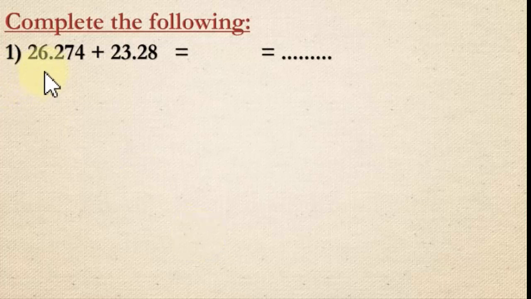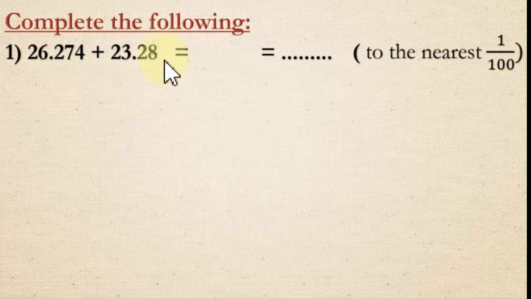Okay, now complete. 26.274 plus 23.28. Here we have 3 decimal places, but here we have 2 decimal places. So we can put 0 and calculate the sum easily. Put 0 here to the right of 8. 4 plus 0 equals 4. 7 plus 8 equals 15. 5 and carry 1. 1 plus 2 equals 3, plus 2 equals 5.